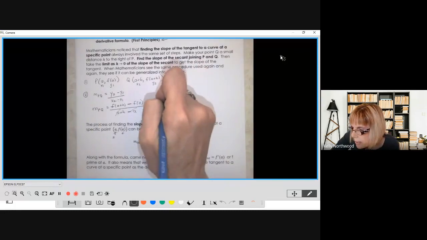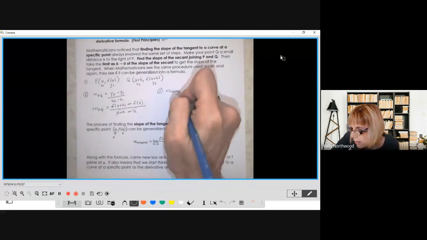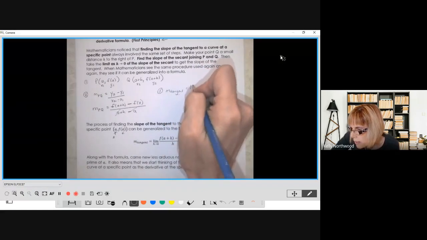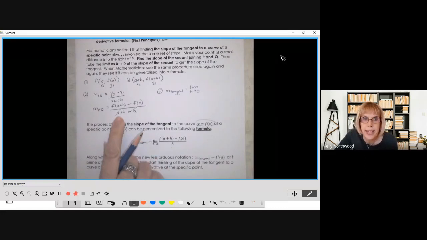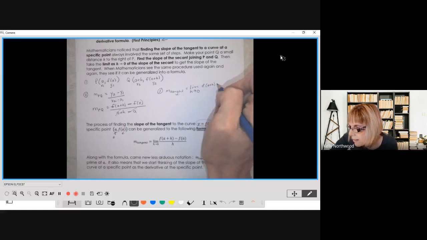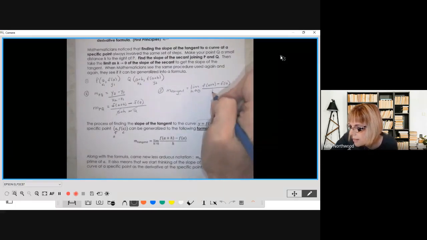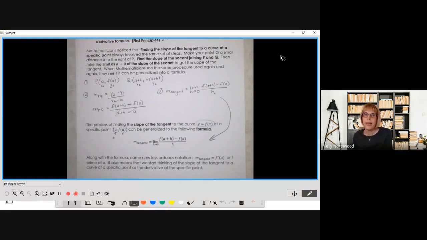And then step 3 is that the slope of the tangent is equal to the limit as h approaches 0 of the slope of the secant. And that's how they ended up with this formula here.